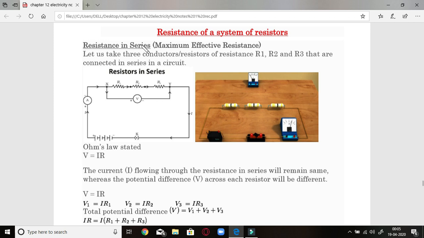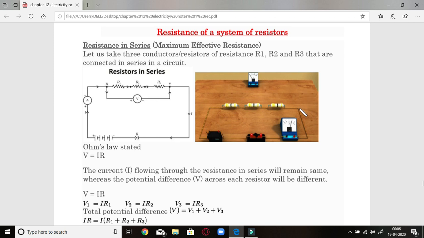Now next one is resistance of a system of resistors. First of all, resistances in series. Now look here, I have used three resistances here. Students, these three resistances are all connected in series, or in one line, and along with that this wire is connected to the ammeter and then to the switch and then to the battery, and again through the wire it will be connected here, and this voltmeter will be connected in parallel to all the three resistances here.